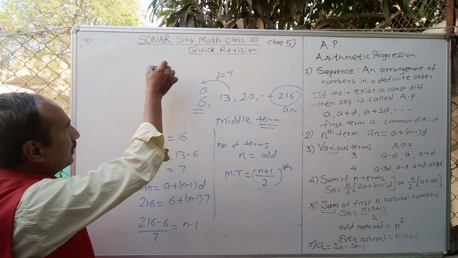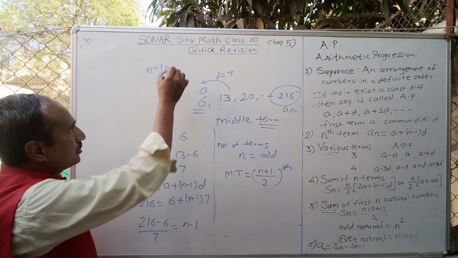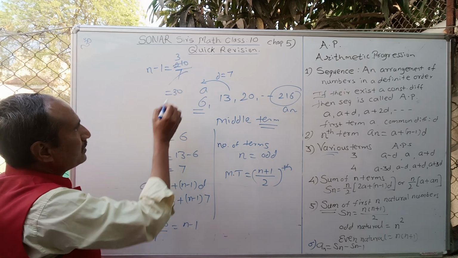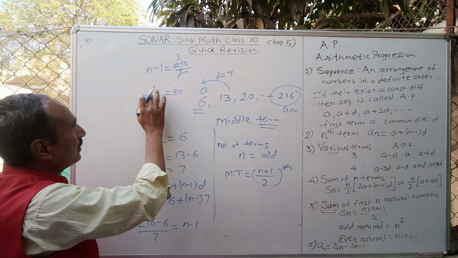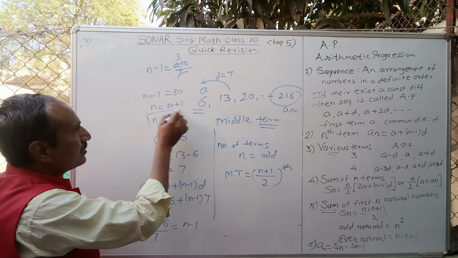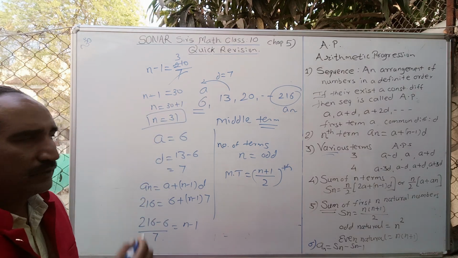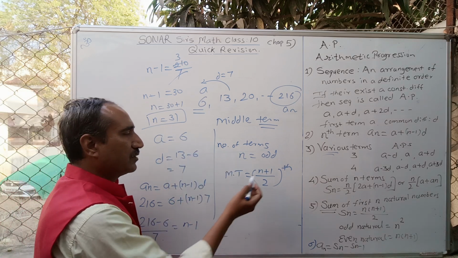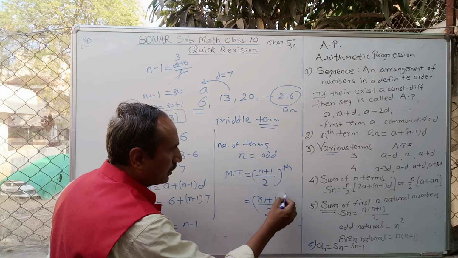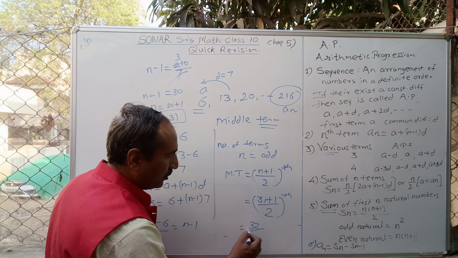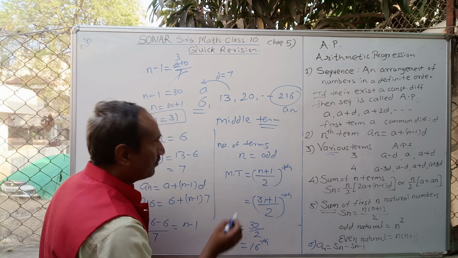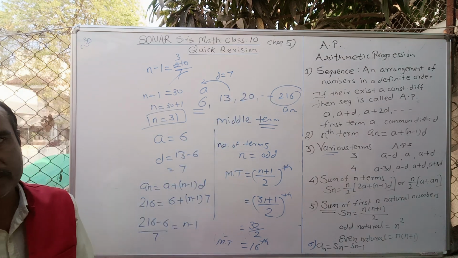Solve it here. n minus 1 equals 210 upon 7, and 7 threes are 21, that is 30. So n minus 1 equals 30, n equals 30 plus 1. So the number of terms is 31. The number of terms is odd, so we'll use this formula. (31 plus 1) upon 2th term will be the middle term, that is 32 upon 2, the 16th term is the middle term of the given question.